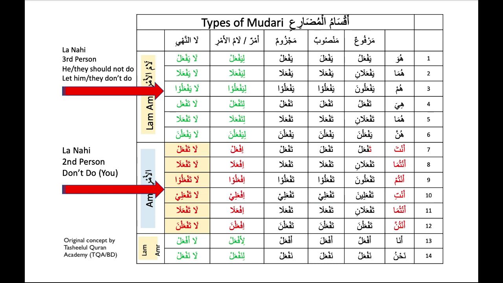This chart needs some practicing. Please write it down on paper and try to understand the differences and how the Mudari changes from marfu status to mansub status and from marfu status to mazum status, and how the amr formation works, lamu amr works, and la nahi works. Inshallah, it will be easier as we go along.